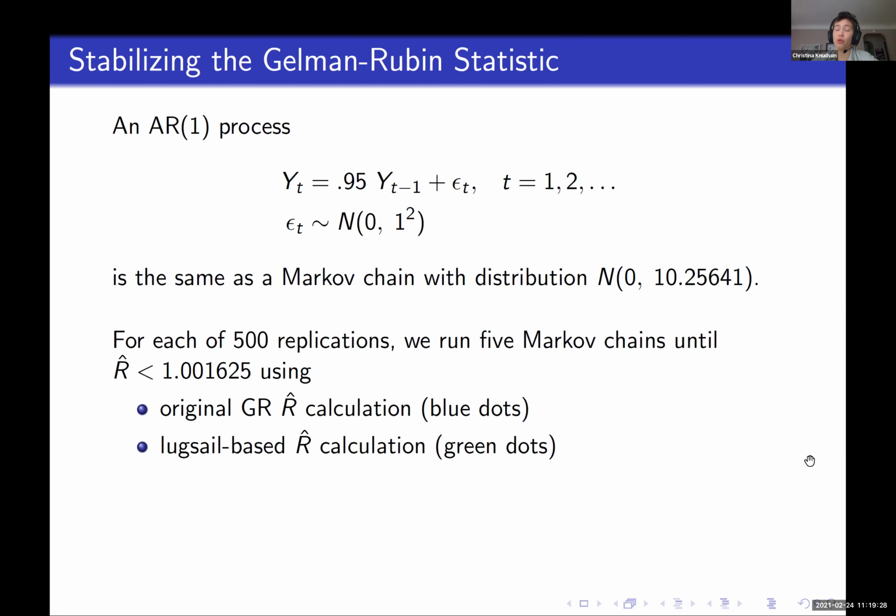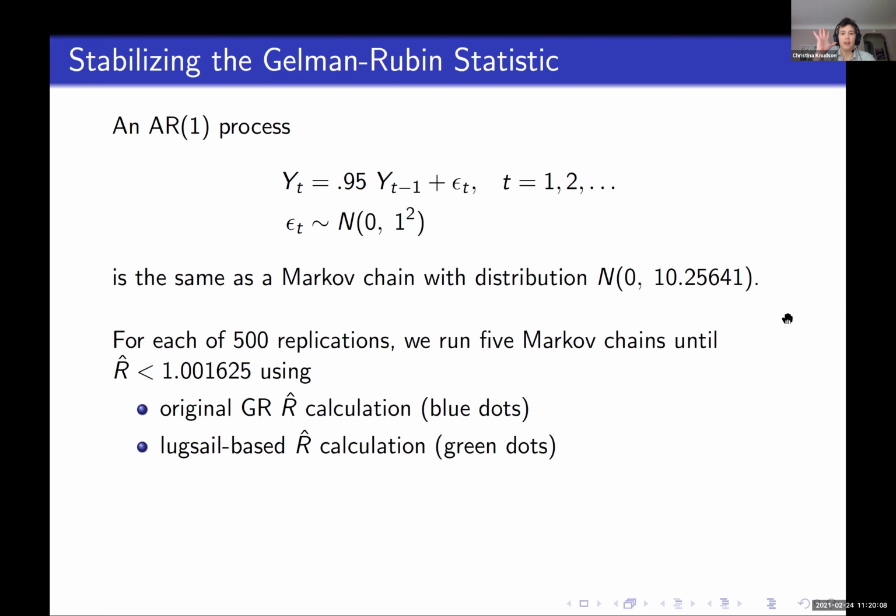Okay, so I have told you that the lug-sale batch means estimator makes this more stable, but let's prove it to ourselves with some plots in a simulation. All that we've done in this very first simulation is keep it pretty simple. We just ran an AR1 process. The t-th step is equal to 0.95 times the previous step plus some epsilon term, and the epsilons are normal 0, 1. Since it's an AR1 process, that's actually the same thing as a Markov chain with this distribution here. We ran 500 replications in this simulation.